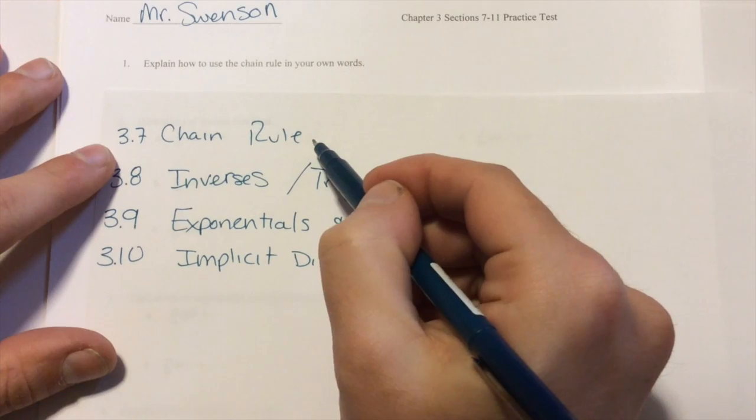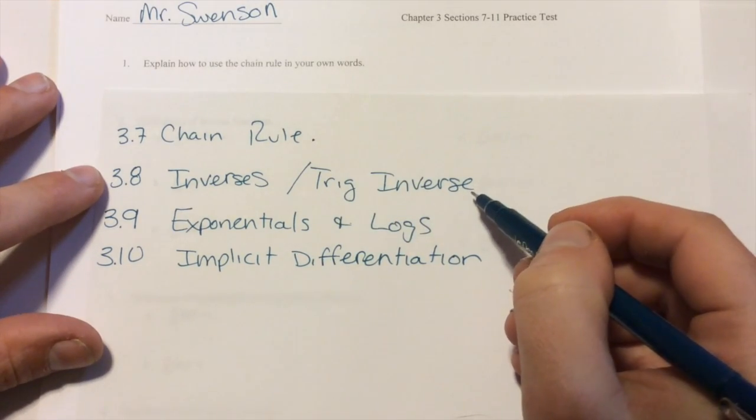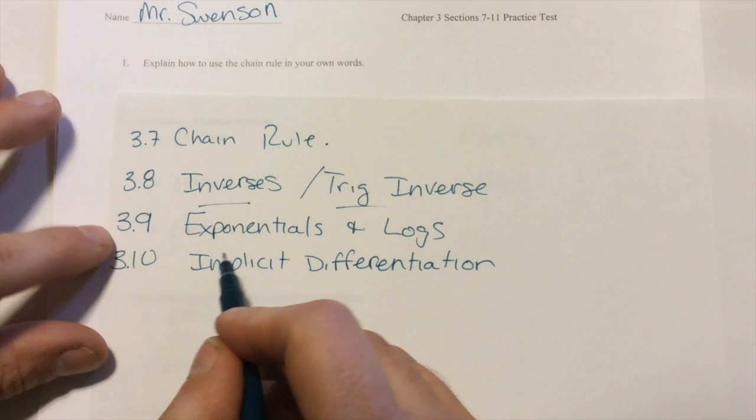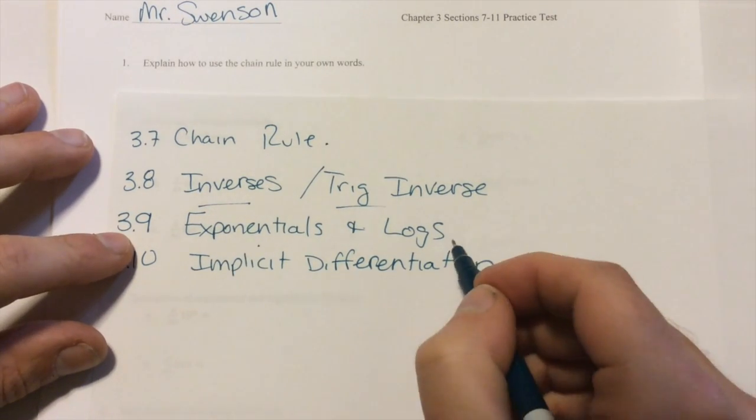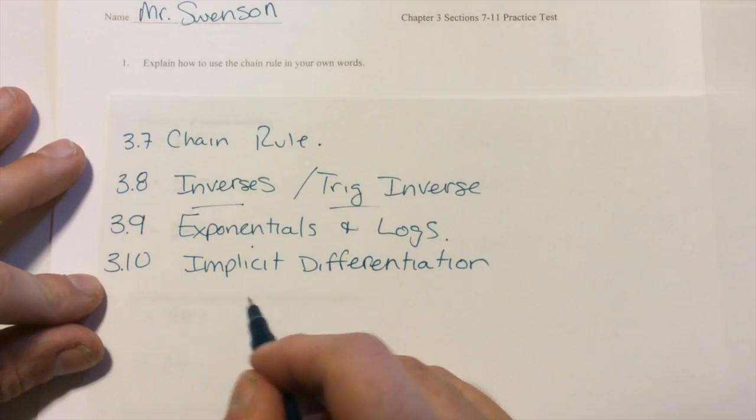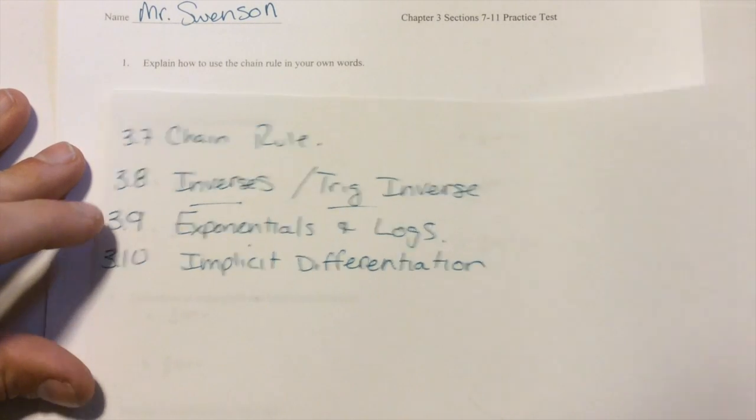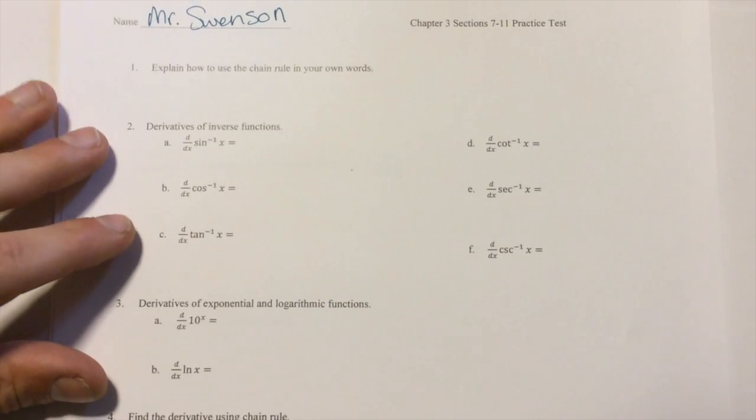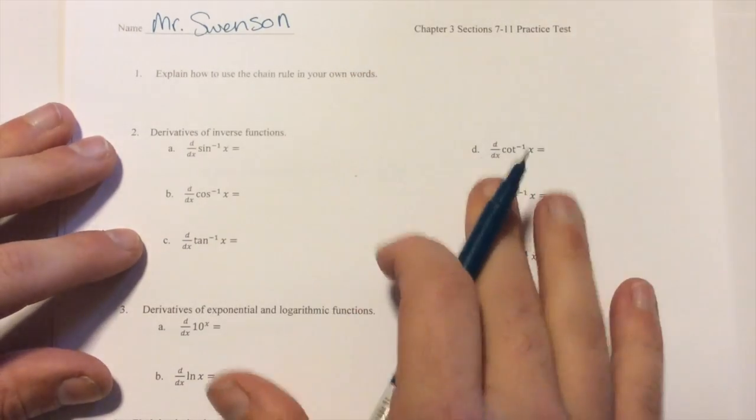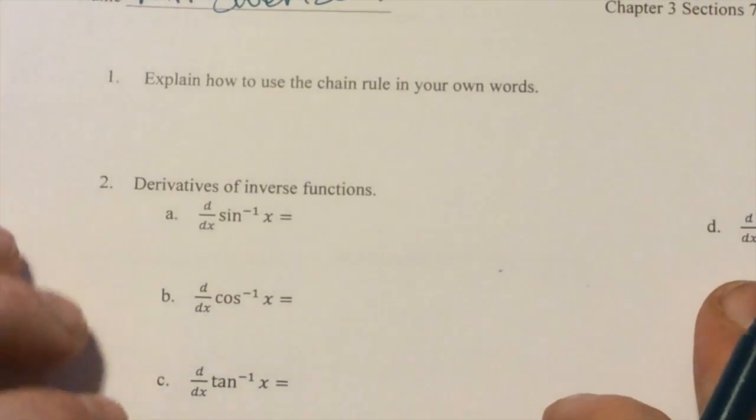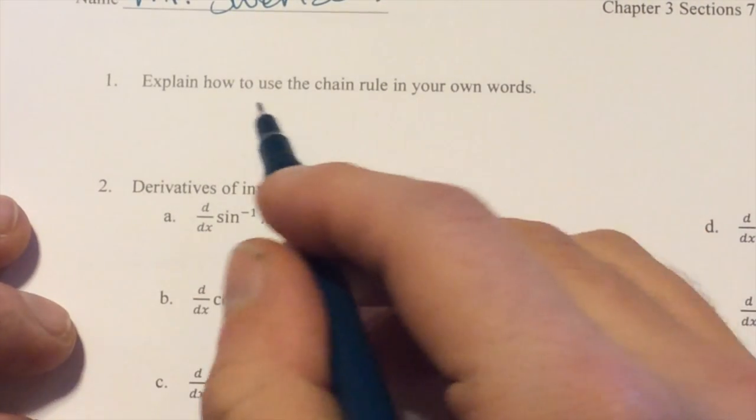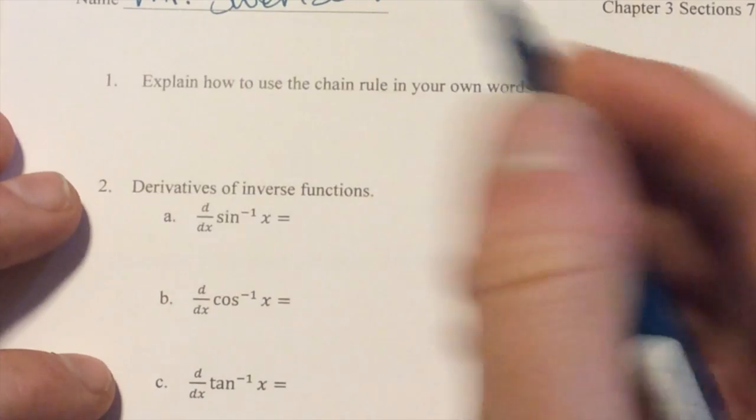So, 3.7 is the chain rule, 3.8 is inverses and trig inverses, 3.9 was exponential functions and logs, and 3.10 is implicit differentiation. So we've been working on that for the past couple weeks. Hopefully you guys know what's going on. So I'm just going to start here. If you have any questions, we can go over them on Monday, and hopefully this video helps you out in some way. So first up, explain how to use the chain rule in your own words.